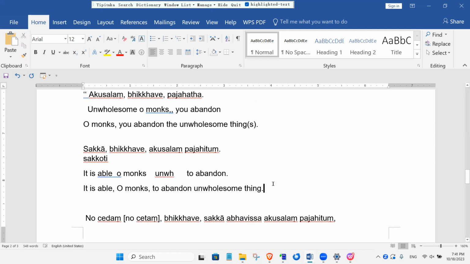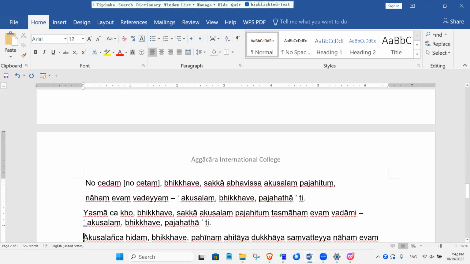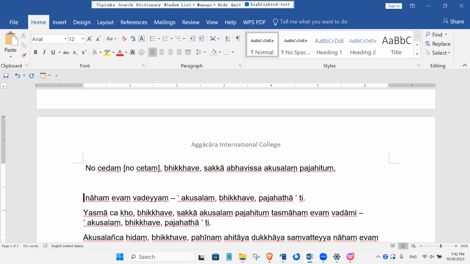Unwholesome means in terms of body action, verbal action, and mental action, okay? All these three. We have to write it down even though it's not mentioned? No need, this is extra knowledge. Okay. Now you can see the sentences are quite the same.